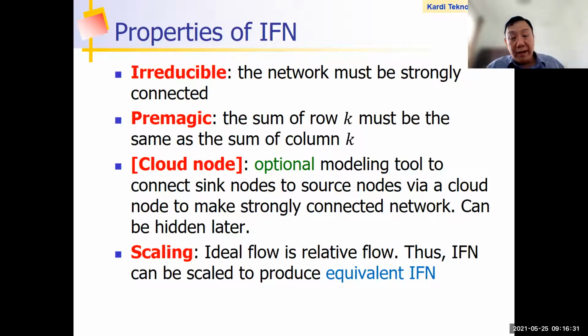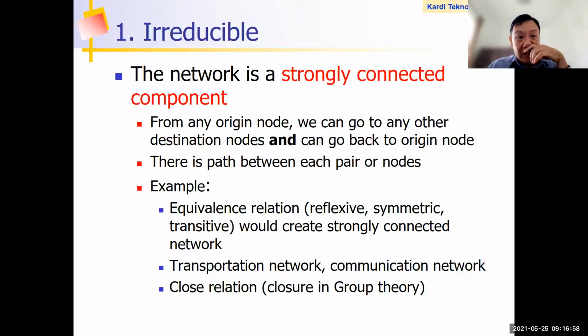And the next property that is so important is scaling. Remember, ideal flow is relative flow, right? So that means you can scale up and scale down to produce what is called an equivalent IFN. I will discuss this. Scaling is the most important part here. Irreducible is clear, right?